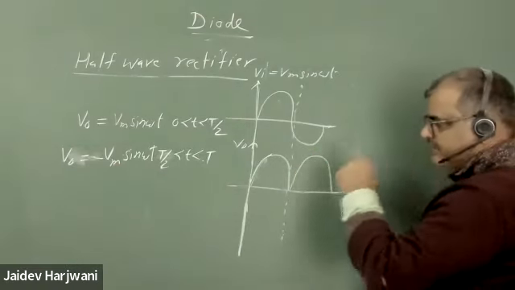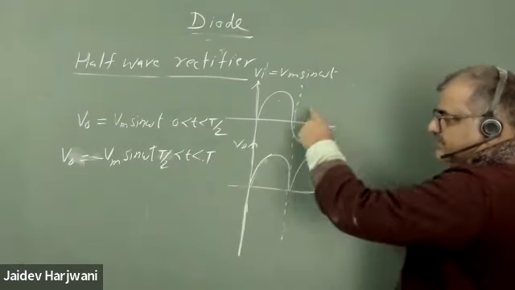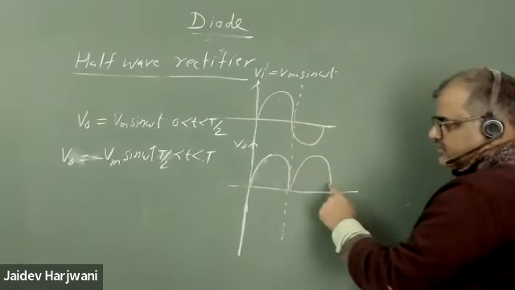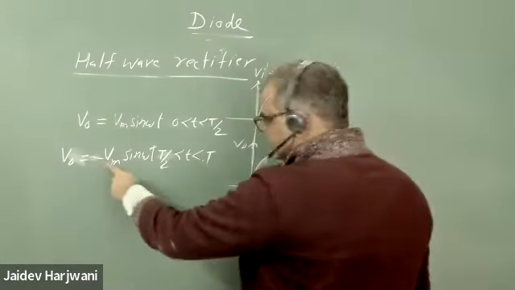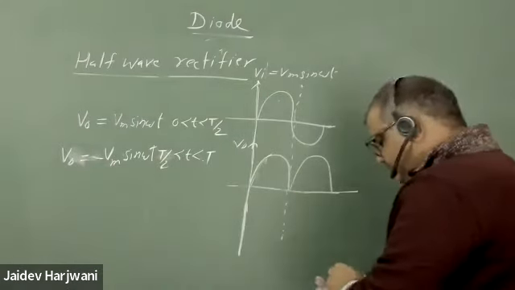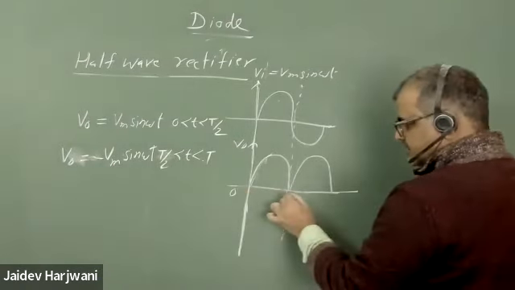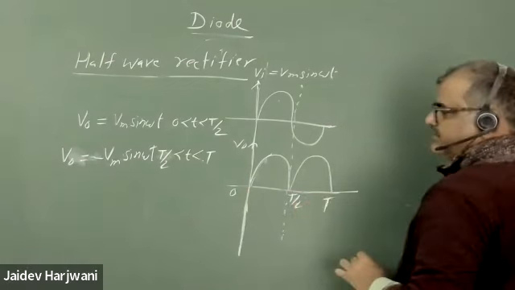Are you getting this one? If I take minus of this one, this becomes positive. So that's why I'm putting minus here for t by 2 to t cycle. This is t by 2, this is t.